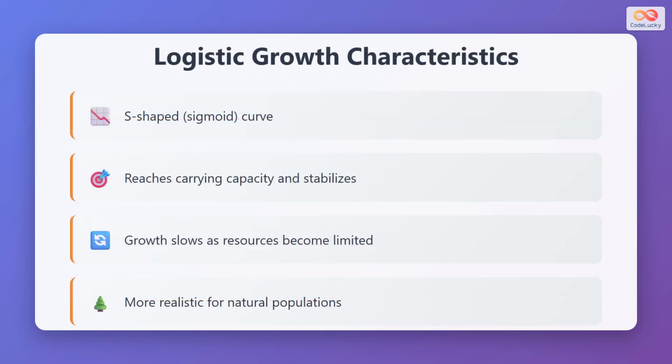Logistic growth has distinct characteristics that differ from exponential growth. First, it produces an S-shaped curve, also called a sigmoid curve. Second, the population reaches the carrying capacity and then stabilizes around that level. Third, growth slows down as resources become limited and competition increases among individuals. Finally, logistic growth is much more realistic for natural populations because all ecosystems have finite resources. Most populations in nature follow logistic growth patterns, at least over the long term.